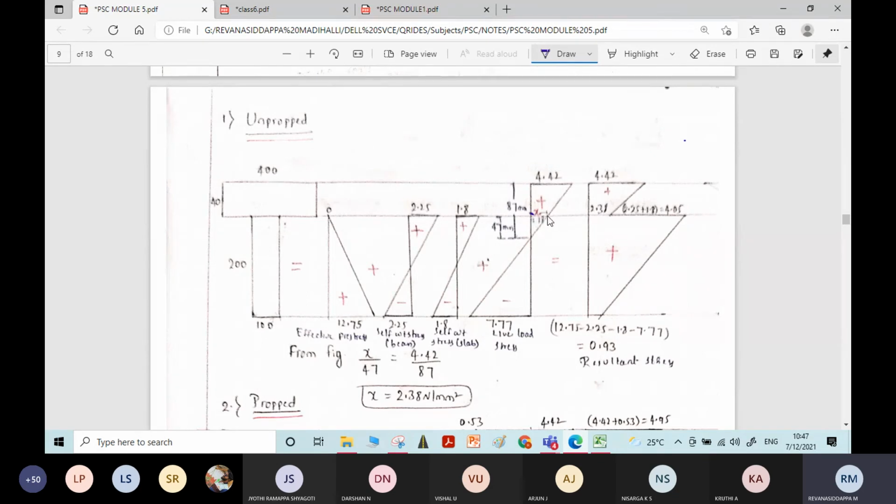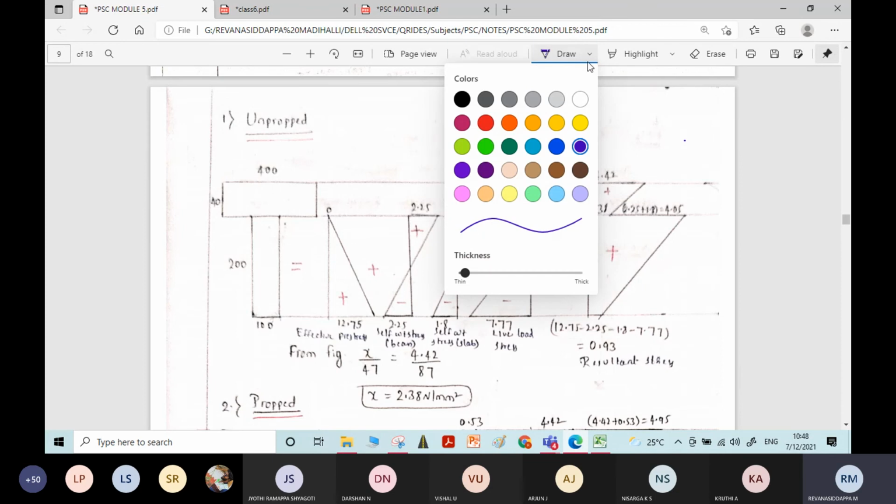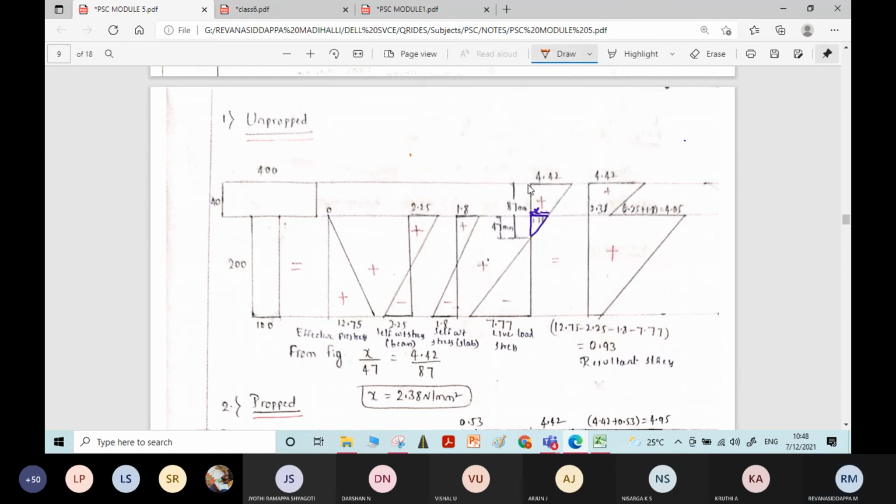This length is calculated using the similar triangle rule. By using the similar triangle rule, we will calculate this x, the stress distribution at the top of the beam. To calculate x, I have considered one right angle triangle, and one more right angle triangle, the full right angle triangle.